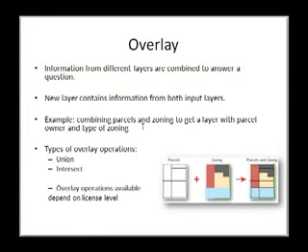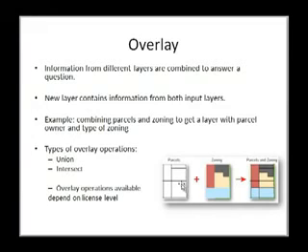Overlay operations are where information from different layers are combined to answer some kind of question. The new layer contains information from both input layers. An example of this might be combining parcels and zoning to get a layer with parcel owner and type of zoning. The types of overlay operations, two of them, are union and intersect, and there are many more than this depending on the type of license you have of ArcGIS. If you only have an ArcView or a lower level license of ArcGIS, you don't have as many overlay operations.